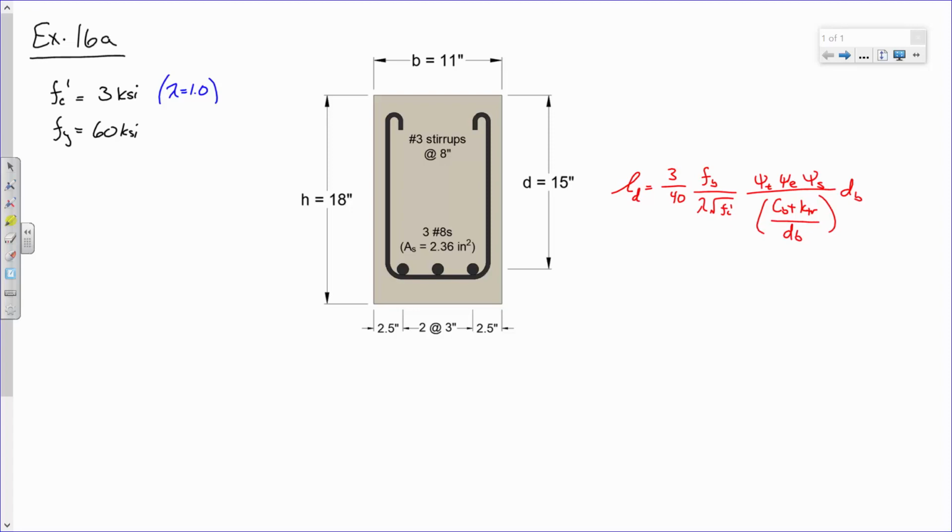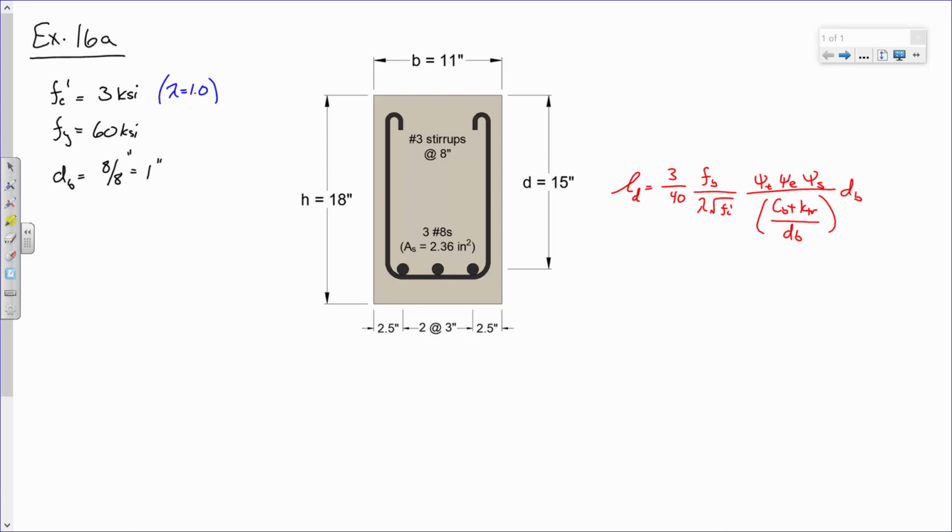Okay. Now let's see if we can handle a couple things right off the bat. First off, what is d_b? Well, d_b is our bar diameter. We're trying to compute the development length of these bars here. So what's the diameter of a number 8 bar? 1 inch, yeah. d_b is, I'm going to say 8 over 8, which is 1 inch, because remember, anything up to a number 8, you divide the number by 8, and that tells you the bar diameter in inches.